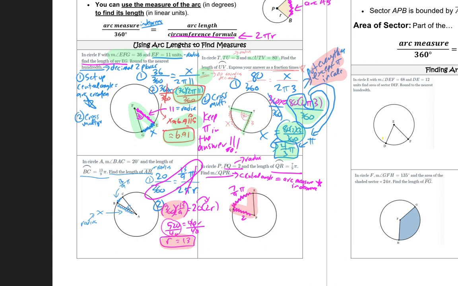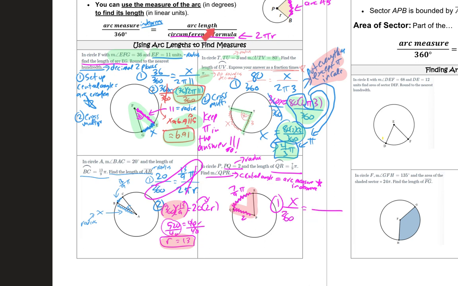Okay, so first thing we need to do, we know we need to set it up. So we're going to say a fraction equals a fraction. So it says the arc measure in degrees. Well, that angle is what we're trying to find. So that's also the arc measure in degrees. So that's going to be x. That's what we're trying to find. So x over, we said it's always going to be 360.